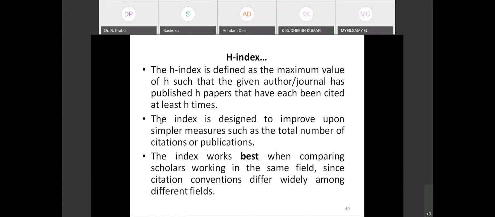The H index is defined as the maximum value of H such that the given author or journal has published H papers that have each been cited at least H times. The index is designed to improve upon simpler measures such as the total number of citations or publications. The index works best when comparing scholars working in the same field, since citation conventions differ widely among different fields. This index is very much helpful to them.